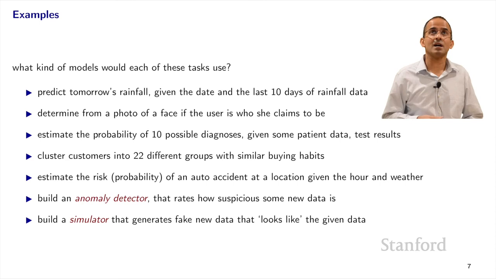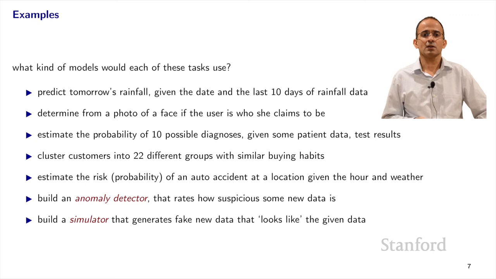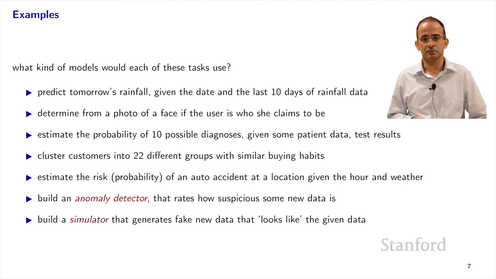Estimate the risk of an automobile accident at a location given the hour, given the weather. This is supervised learning. We have a whole bunch of historical data about automobile accidents at that location in different weather conditions at different times of day. And this is a probabilistic estimate that we're getting rather than a point estimate.